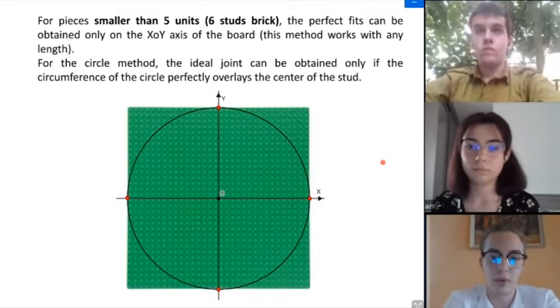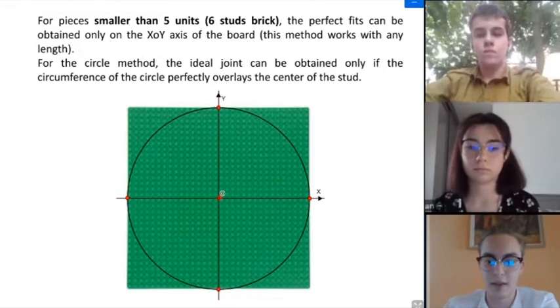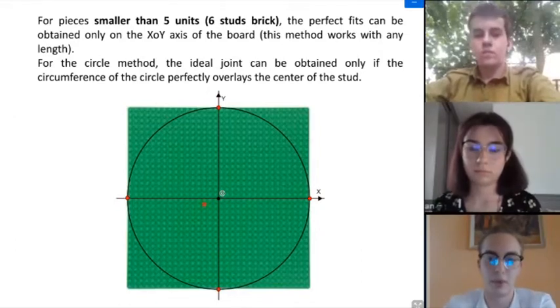When we're talking about smaller pieces, so pieces smaller than 5 units, we'll actually have to use axes in order to connect them. So, if I consider this stud as being the middle of the axis, and I put a brick in it, and then I put a brick here, and let's say there's a length of 3 units between them, we have no problem connecting them at all.